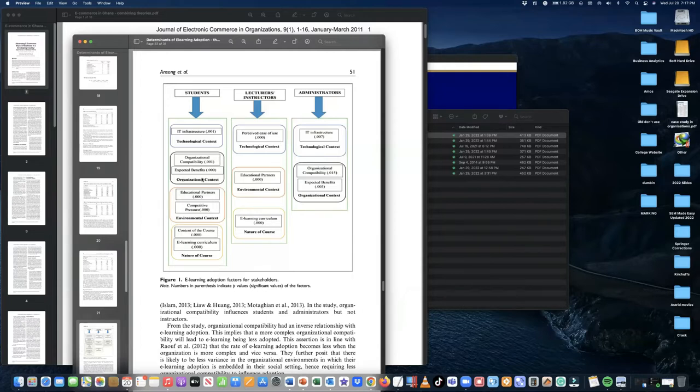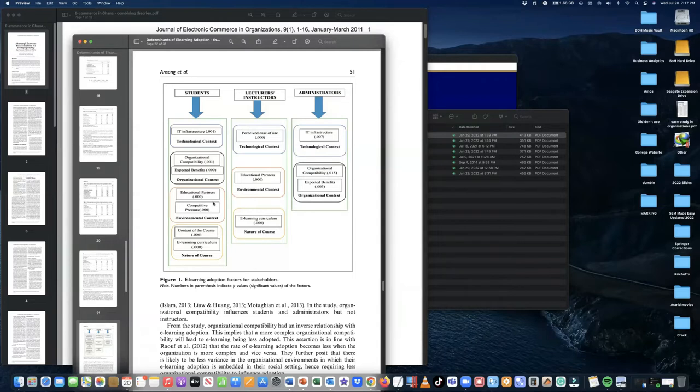Among the significant ones, the organizational context was not significant to the lecturers, but the educational partners, which is from the environmental context, was significant, and then the nature of the course. When it comes to administrators, the IT infrastructure, the organizational compatibility, and the expected benefits matter, but they are not concerned about the content you are teaching. Do you understand it? Yes, please. So it was not significant. Neither were they concerned about the environmental context.